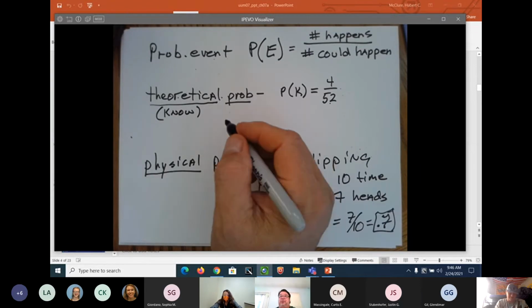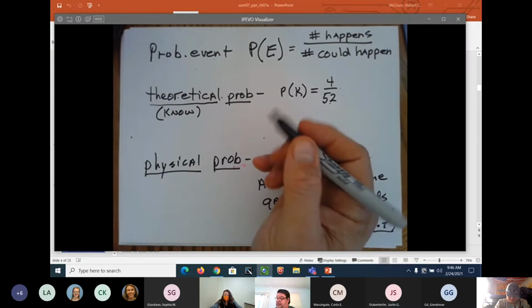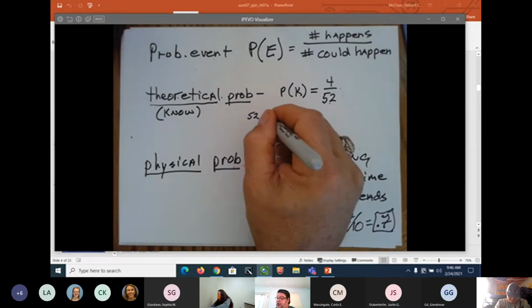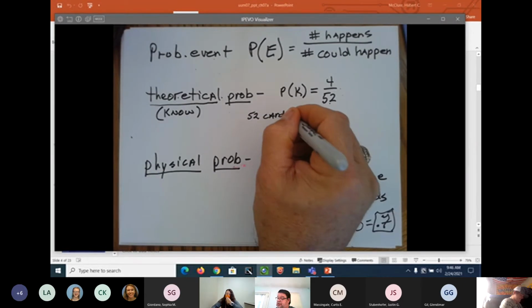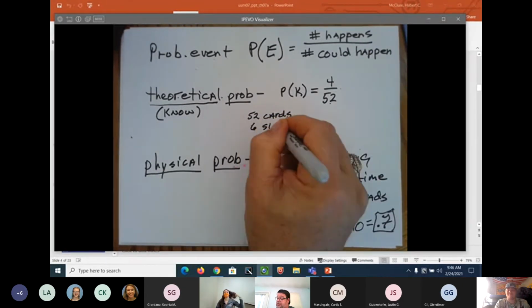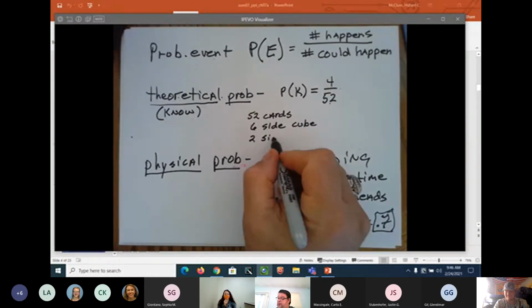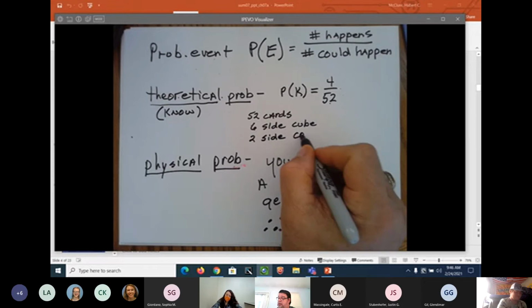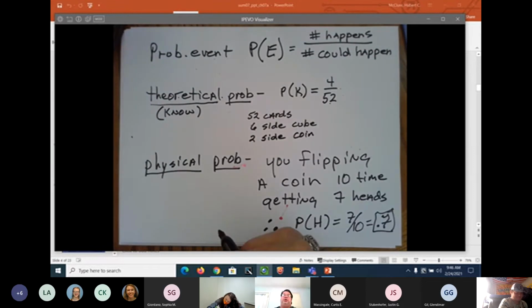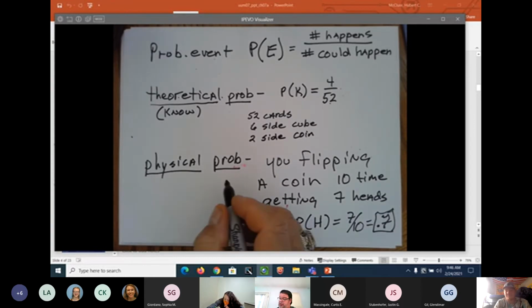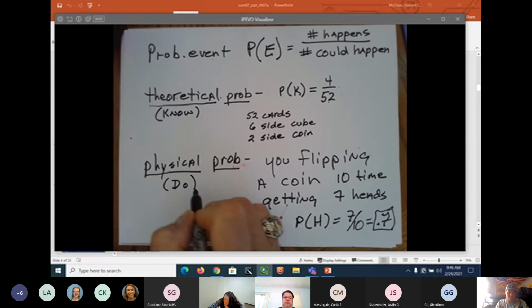I bet some people are going, I didn't know that. Yeah, exactly. 52 cards in a deck of cards, 6 sides to a cube, and of course, 2 sides to a coin. That is all stuff that you should know about. Now, if you don't know, then you might want to look up a deck of cards and learn it. Physical probability is what you actually do.